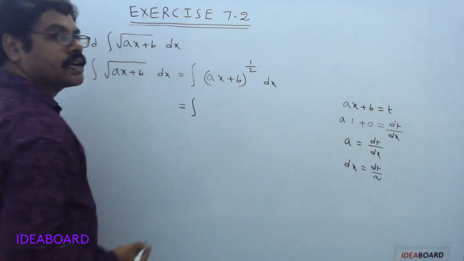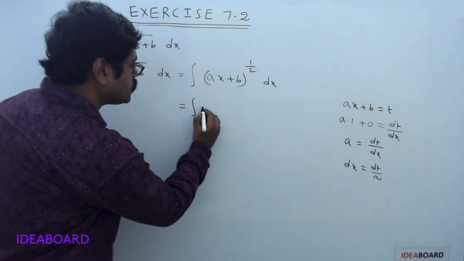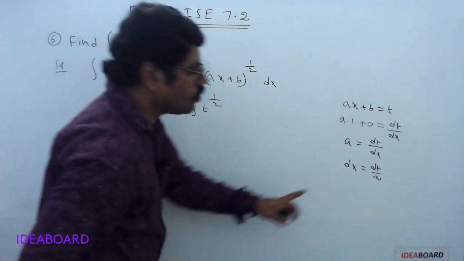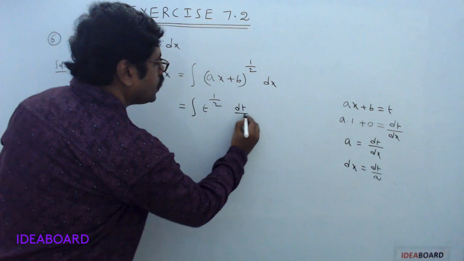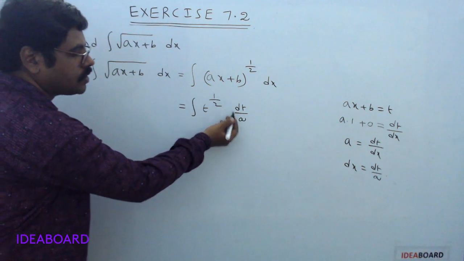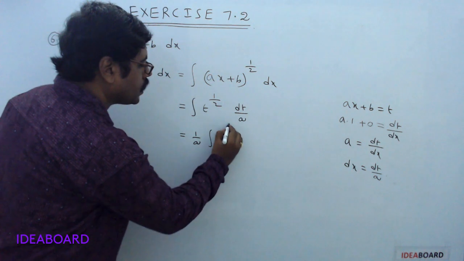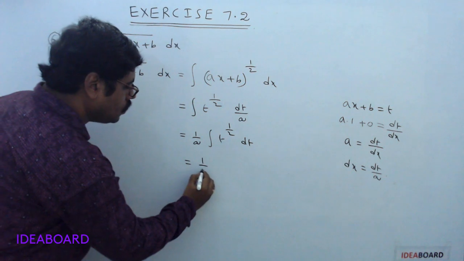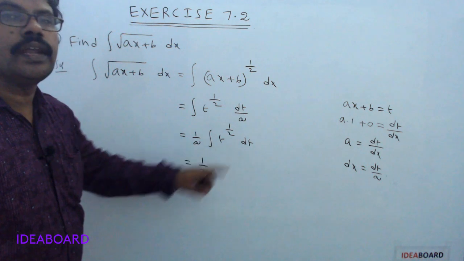This equals integral ax plus b. What is the value of ax plus b? t. So this is t power 1 by 2 into dx. What is the value of dx? dt divided by a. Here 1 by a is the constant term. You can separate this constant term from the integration. So this is 1 by a into integral t power 1 by 2 dt.